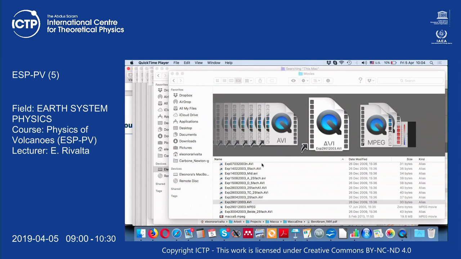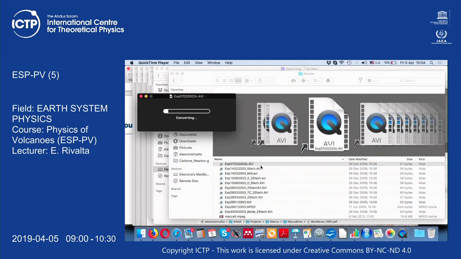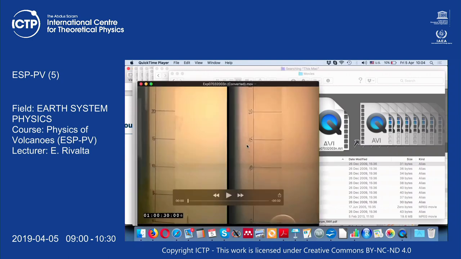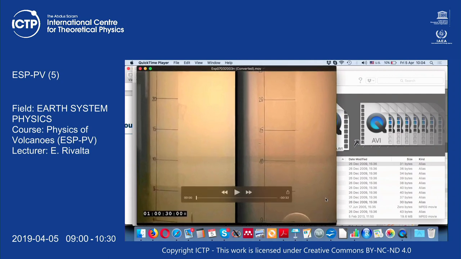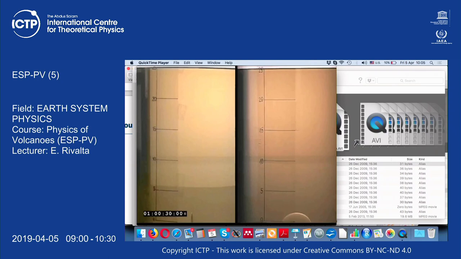Okay, this one. This one has a layer, so in the middle there is a discontinuity of material. Here there is a discontinuity of material. Here is stiffer and here is less stiff. In this case the crack is standing really vertical. And it's very thin and very long.